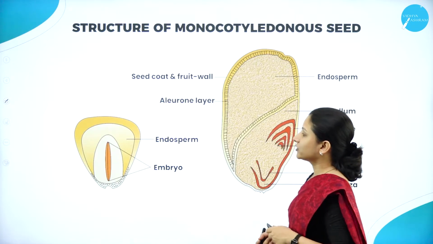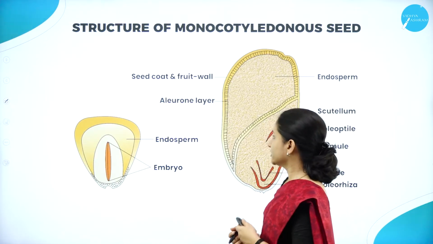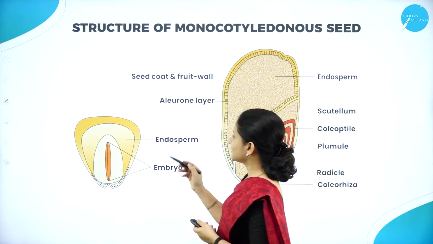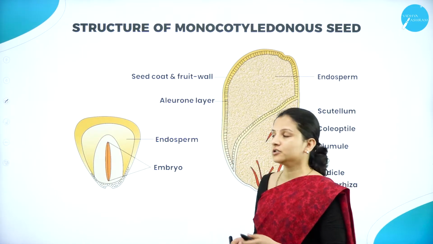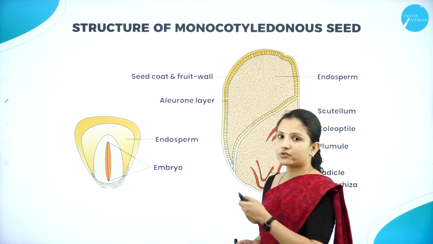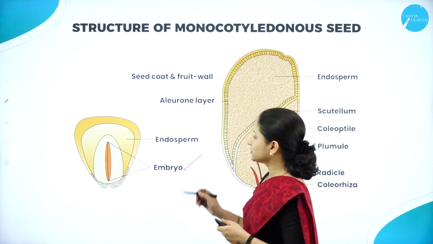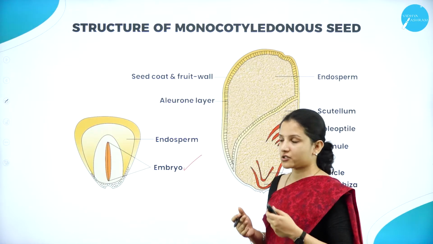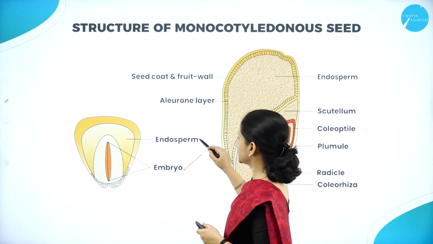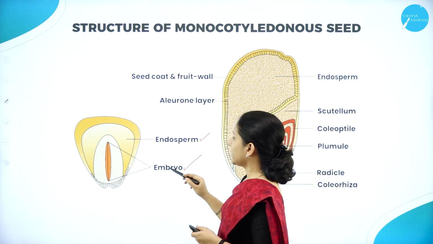Next, moving on to the structure of the monocotyledons. Monocotyledon seeds have an endosperm. Why is it needed? Because in order to provide nutrition to the embryo, the endosperm is needed. So the endosperm provides sufficient nutrition to the embryo. Then comes the endosperm and the embryo.